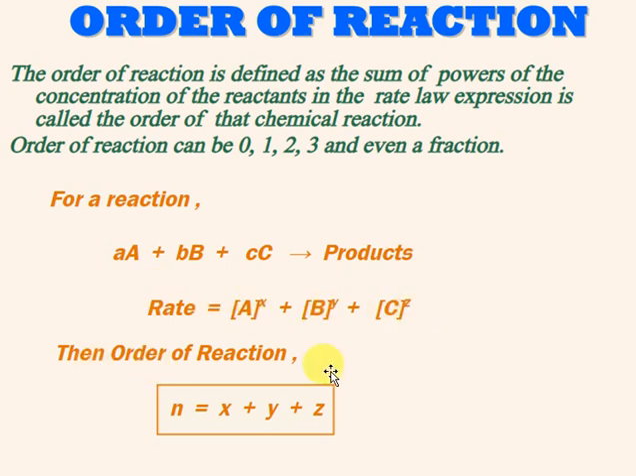So what is the order here? The sum of the powers of the concentration terms. The power of A is x, the power of B is y, and the power of C is z. So all the power values, x, y, z, are nothing but the order, represented by n. The order is the sum of the powers of the concentration terms. The order value may be 0, and a fraction is also possible. So, very important, students: the order of reaction is only the sum of the powers of the concentration terms.